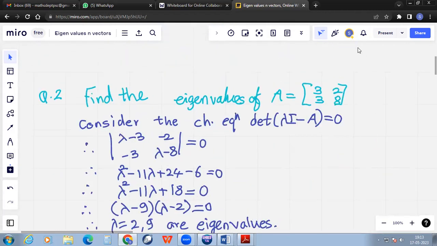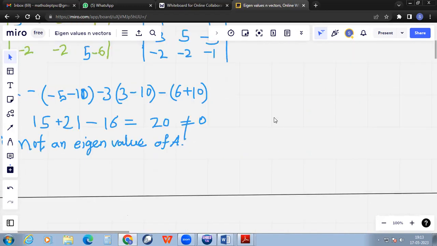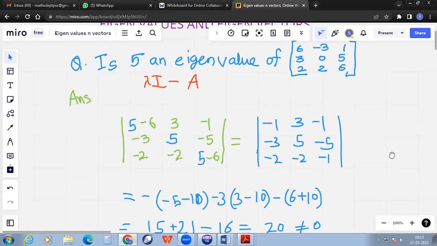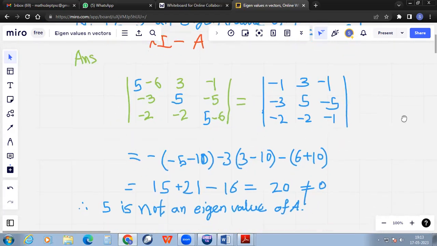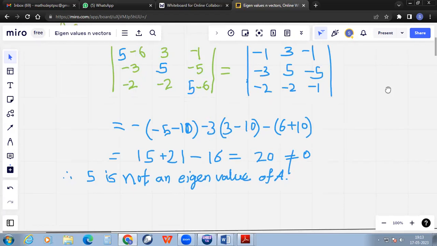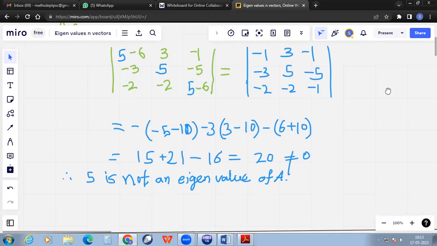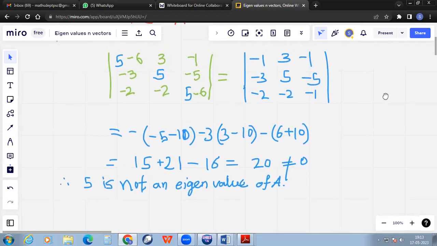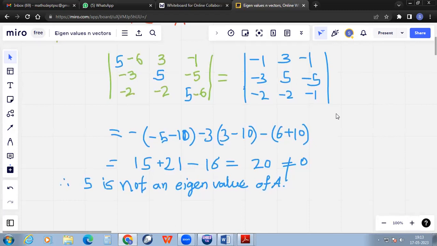Here we have seen how to find the eigenvalues of the given matrix. And in the beginning, we began with whether the given number is an eigenvalue of the given matrix or not. When do we say the given number is an eigenvalue? For that, we equate the determinant of the characteristic matrix to 0. If for that particular value the determinant happens to be 0, we say it is an eigenvalue. If not, we say that it is not an eigenvalue.